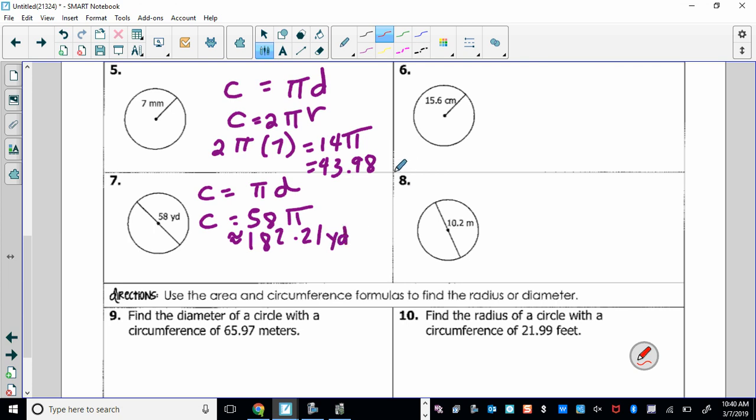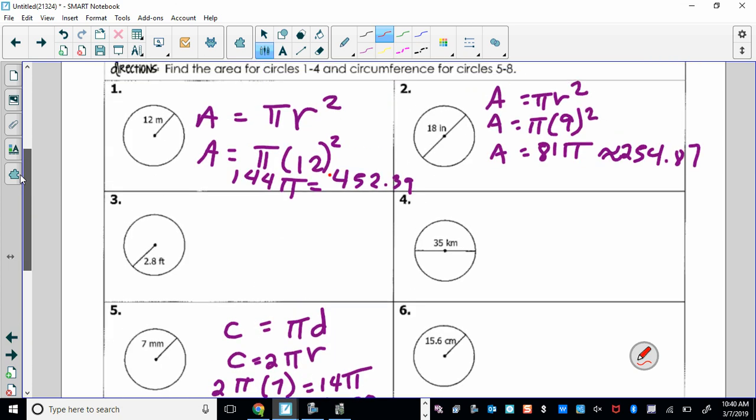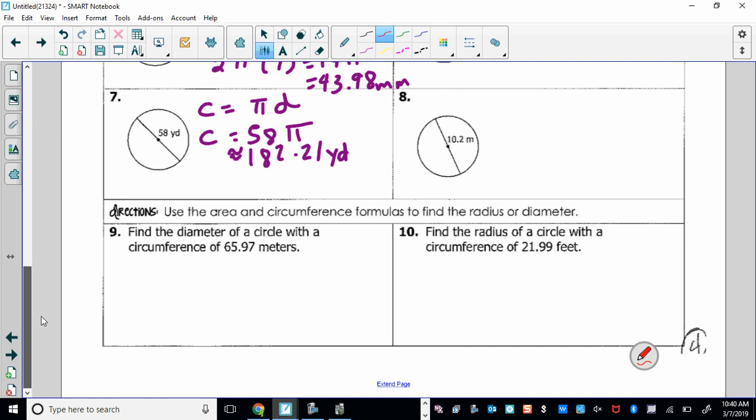Yard, you don't need to square it. This is millimeter. But when it comes to the area piece here, it would be meter squared and inch squared. Okay. So number 9, the direction is use the area and circumference formula to find the radius and the diameter.